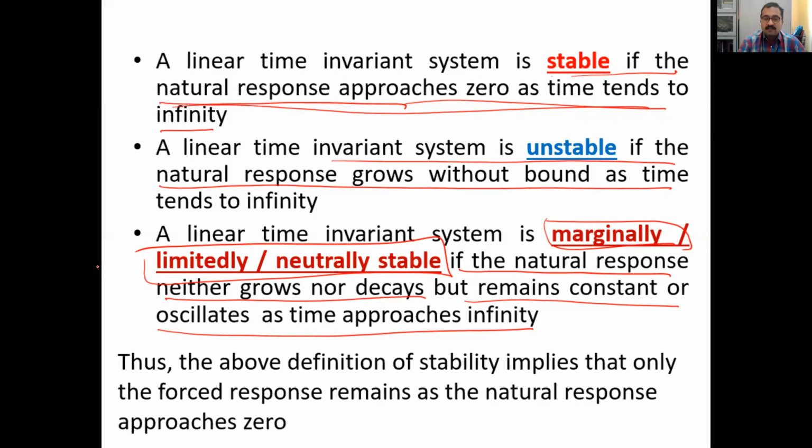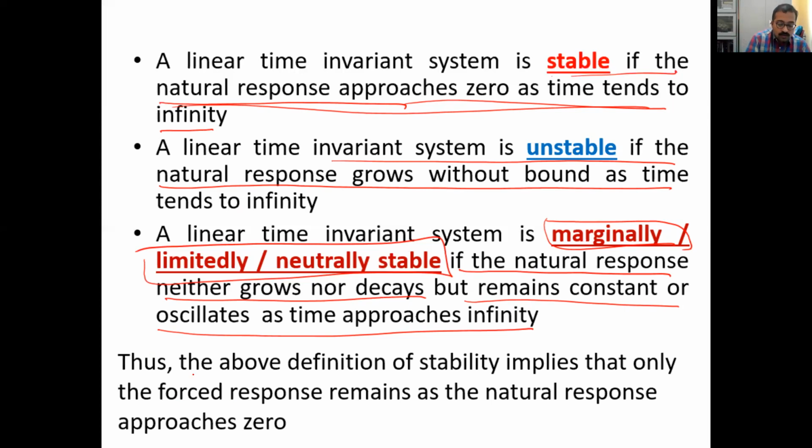And practically, such systems will become unstable. Why? Because as I told you, in a practical scenario there will be some disturbances, some unwanted signals or noises. So they will pull the system and make the system unstable. We will see that later.